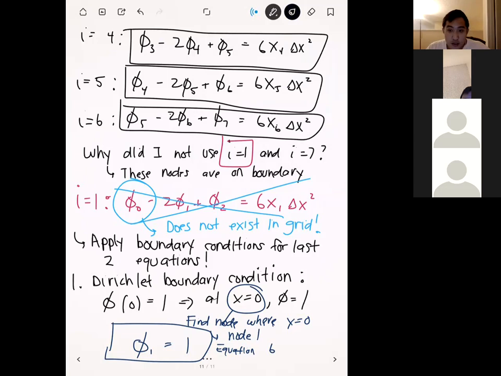Right, so question in the chat. Could I go over again how it was equal to 1? Are we just assuming that the largest value to be 1? No, I'm giving it a value of 1 because that's what it was defined with in the problem, right? Your boundary conditions are going to be different for every single problem that you do.